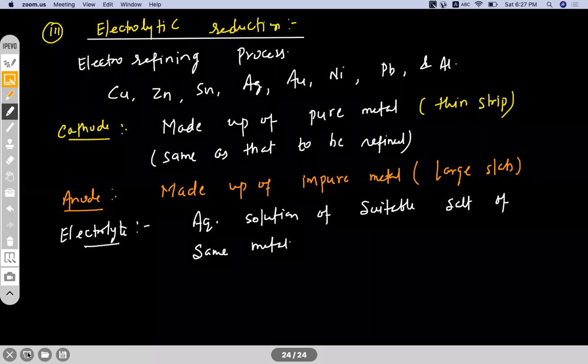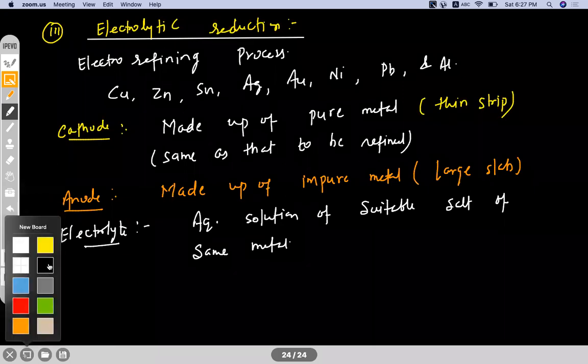Okay, now with this diagram you will understand. So it's not like, Venkat, that we need very pure or very active metals. It depends upon what metal is to be refined. Based on that, we'll select the cathode and anode. Oh, okay, sir. Okay.